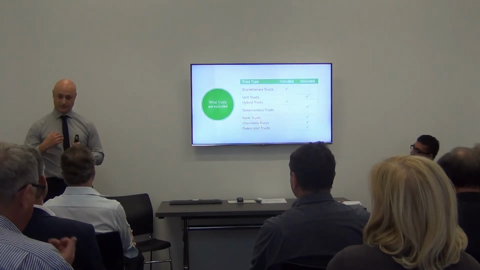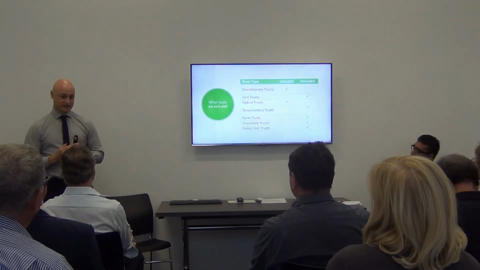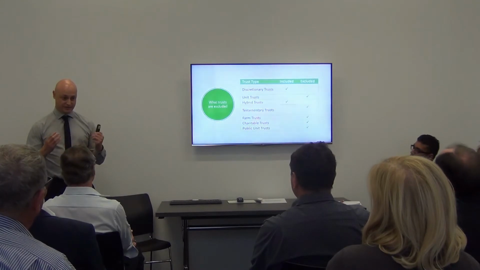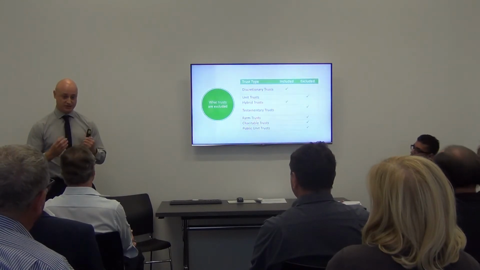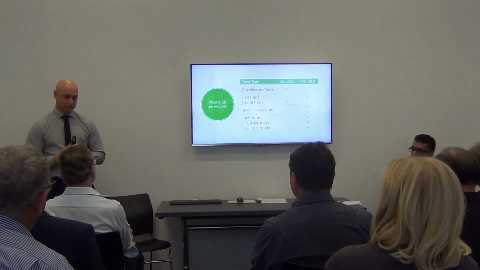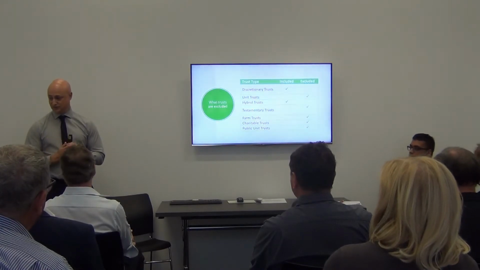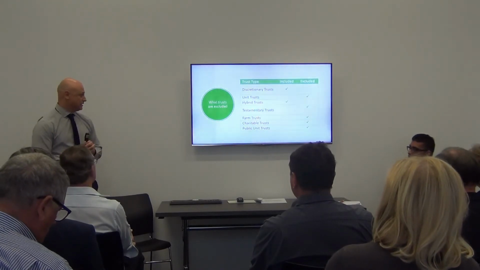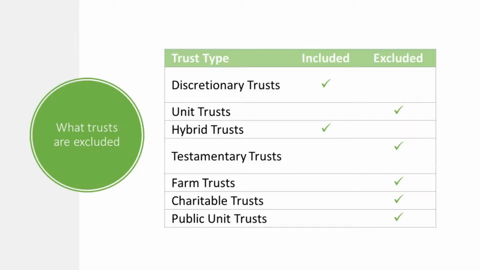So in your will, if you say that you're going to set up a testamentary trust so you can quarantine, I suppose, the asset to that trust for certain beneficiaries, then any distribution from that testamentary trust will not be affected by these rules. Farm trusts, where there's farms, farmland, farming business, those trusts won't be affected either. Charitable trusts and public unit trusts, like the ones published through Westfield or whatever else.